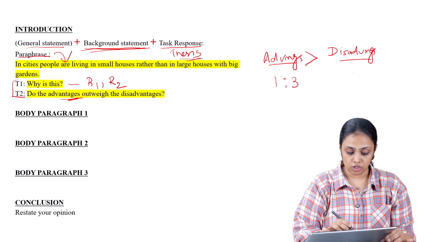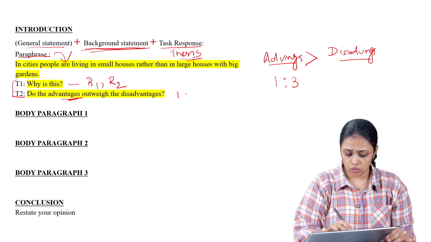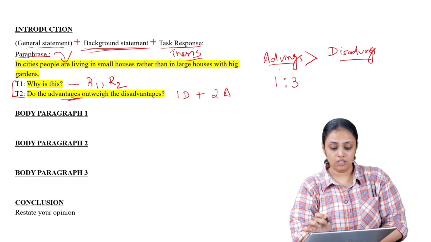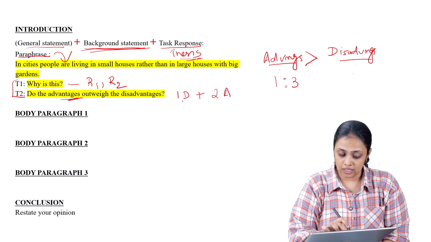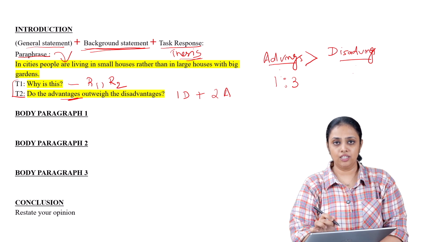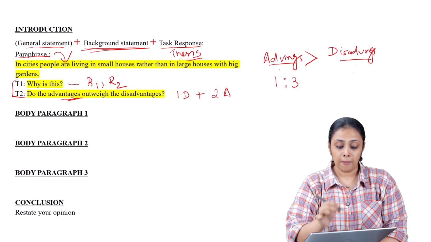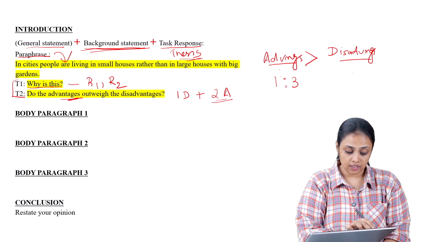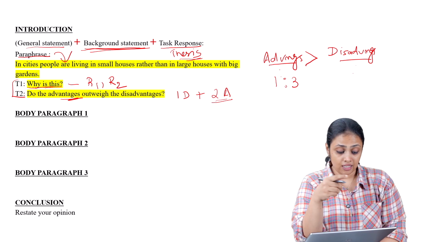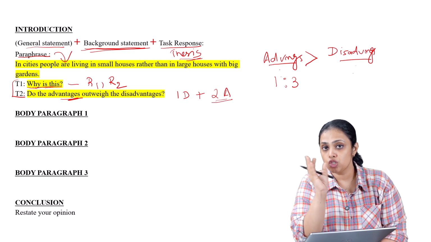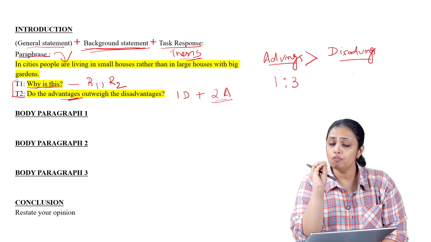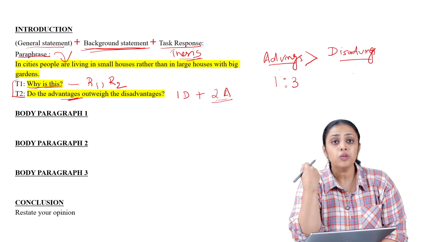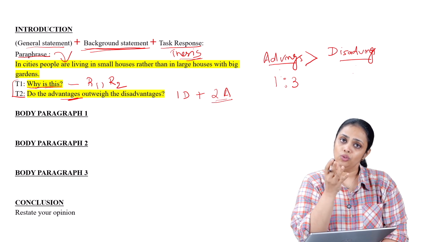Now assume that here I'm going for advantages outweigh disadvantages. Then I should at least find one disadvantage plus 3 or 2 advantages. Why I said 3 or 2 is because generally it is 1:3. So generally we say 1 disadvantage and 3 advantages, or 1 advantage and 3 disadvantages. But here I said 2 because when we respond to the first part of the task, why people live in small houses compared to big houses, when you bring up points to answer that question, you would have mentioned advantages. It is because of the advantages that people choose to live in small houses.